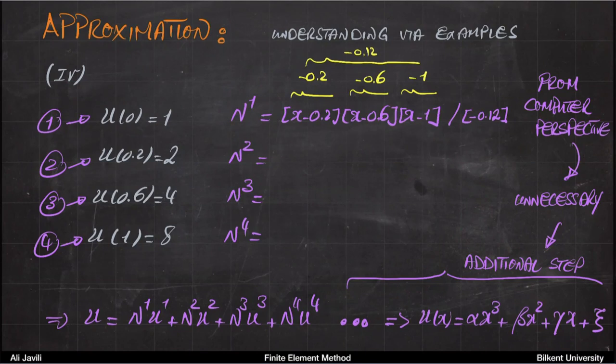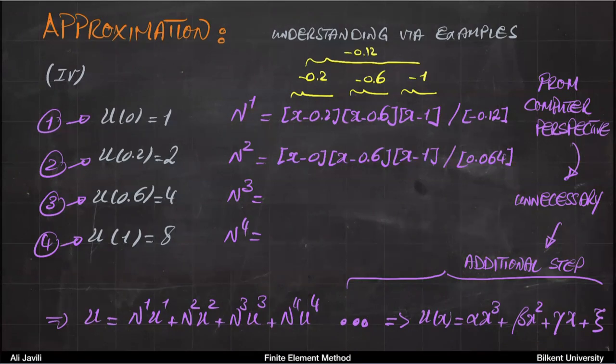Then we do the same game with the second one. So n2 is now a function which is supposed to be 0 at coordinate 0, coordinate 0.6, coordinate 1. Okay, so it must take this form. X minus 0, x minus 0.6, x minus 1. And then you play the same game. You insert 0.2 in this, you calculate it, and you divide it by that value to make sure that it is giving you 1 at node 2. And that value is 0.064.